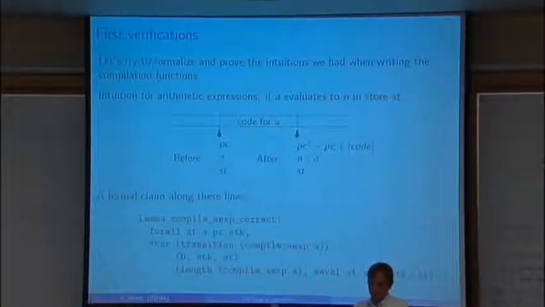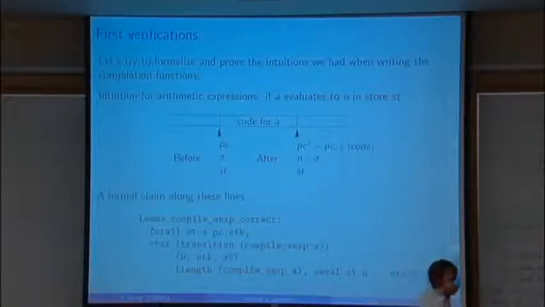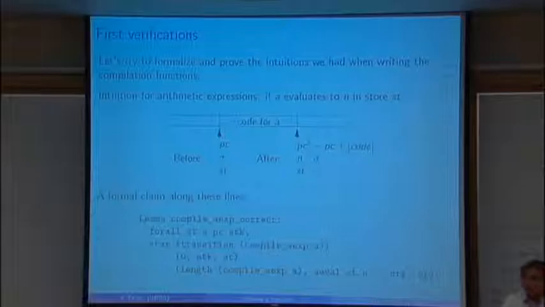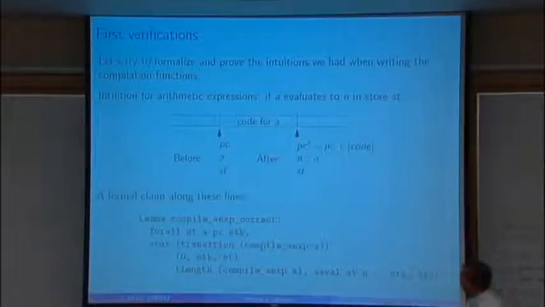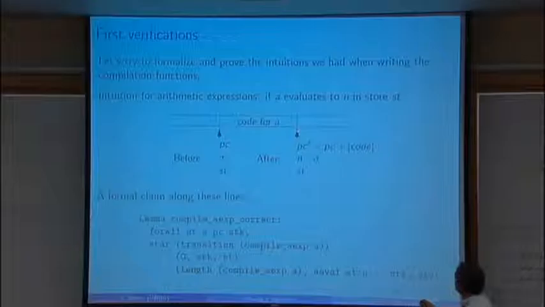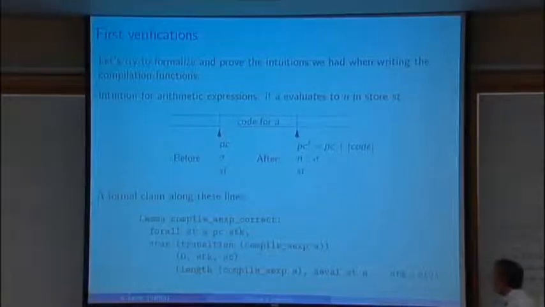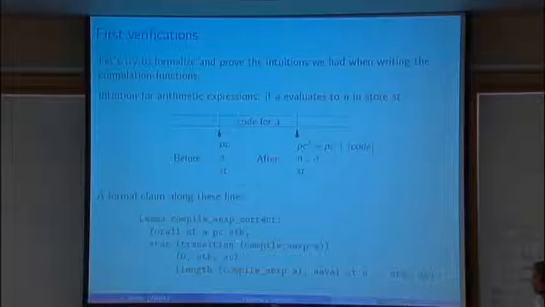So let's see, what could we verify? Remember when I described those compilation functions, there were clear intuitions. Like for an expression, the code generated for an expression was supposed to do exactly this. So go from PC to PC plus the size of the code. Push the value of the expression on top of the stack, and leave the state unchanged. And that we can easily claim in Coq.